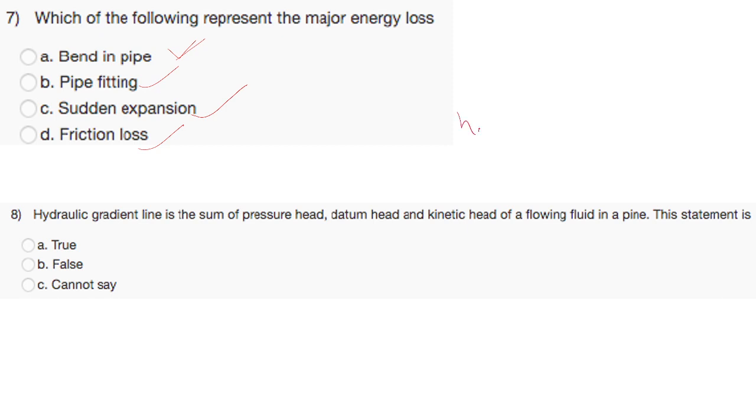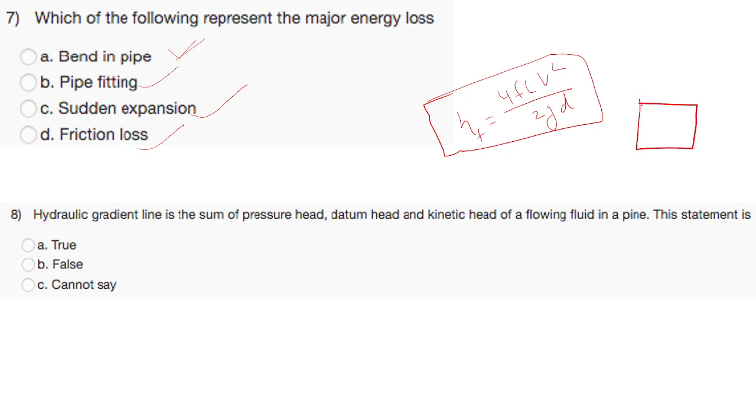So the head loss, that is hf, is equal to f L V square by 2 g D in the circular pipe. So this is the equation. Okay.